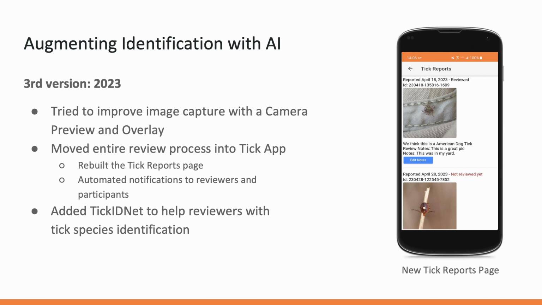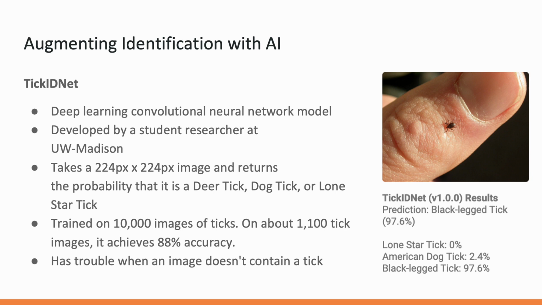We also updated the tick reports page so users had more beneficial information about each tick they reported. Along with this, we added notifications to let reviewers know if there are any new reports waiting to be completed, and to let users know when their tick reports were reviewed. Finally, we added the TickIDNet deep learning model to start testing how well it worked, and to aid reviewers in identifying ticks in their reports. So what is TickIDNet?